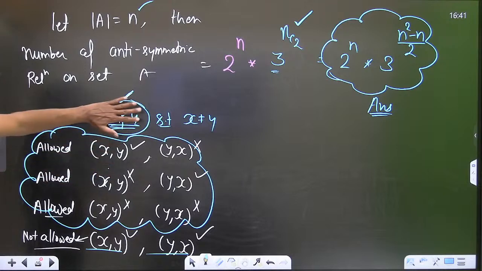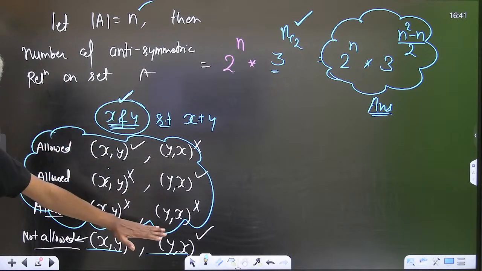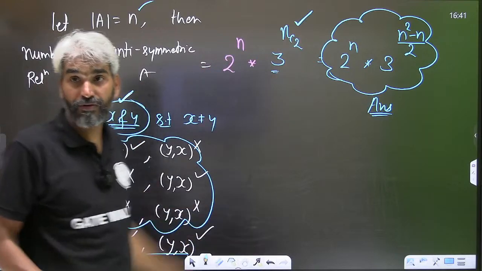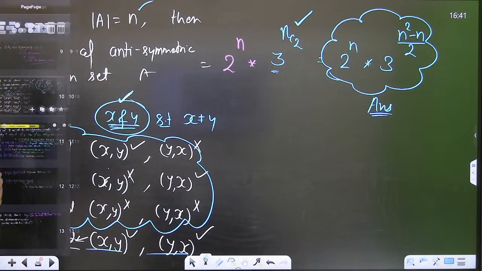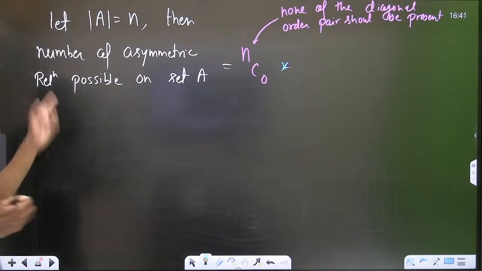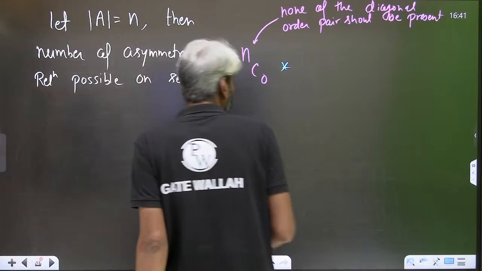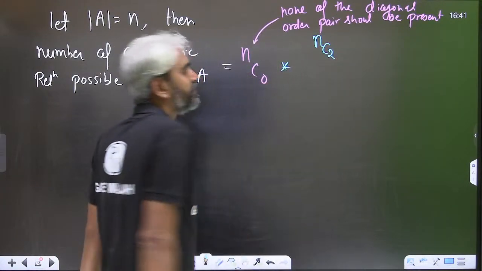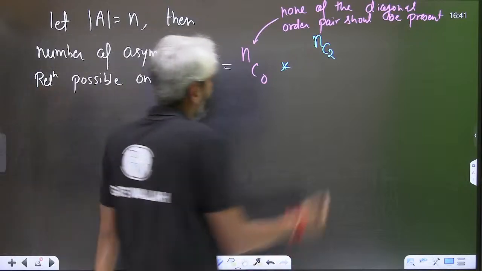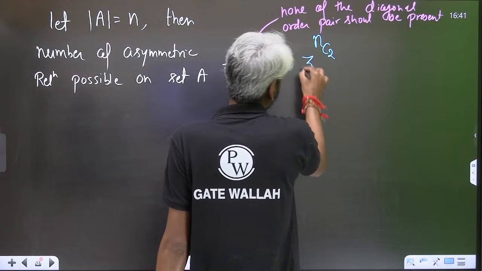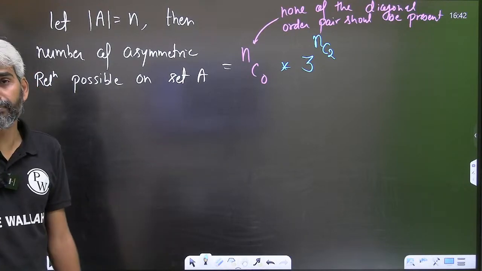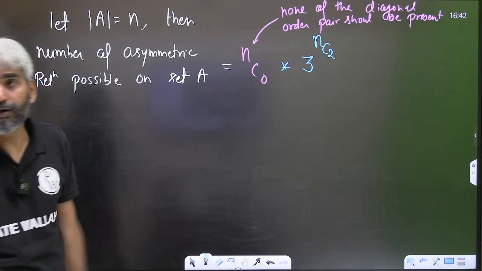So again, for two distinct elements, there are three different choices which are allowed, and two distinct elements can be chosen in NC2 ways. Therefore, the number of asymmetric relations will be how many? Sir, out of n elements, two distinct elements can be chosen in NC2 ways, and for each pair of distinct elements, there will be three choices with respect to ordered pairs. Therefore, it will be 3 raised to the power NC2.